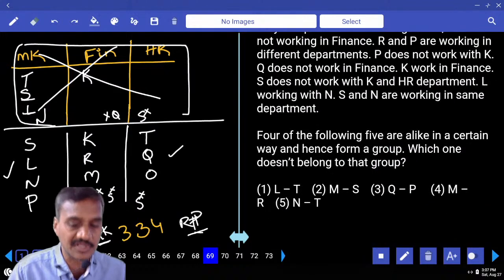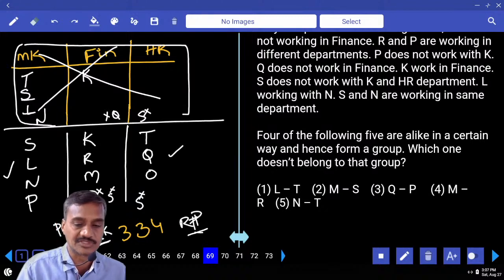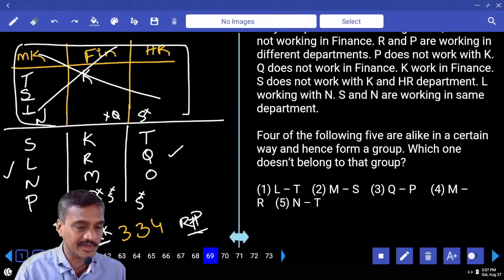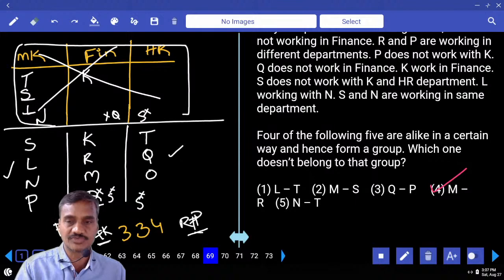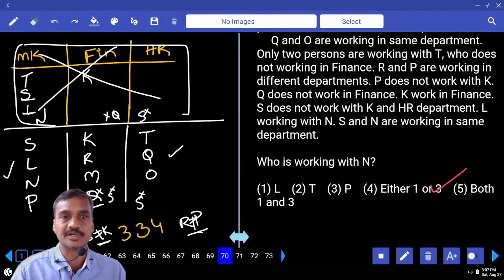Question 69 is odd one out. L and T are working in different departments, M and S in different departments, and Q and P are working in different departments. M and R are in the same department, so the answer is choice 4. In the remaining, these two persons are working in different departments.